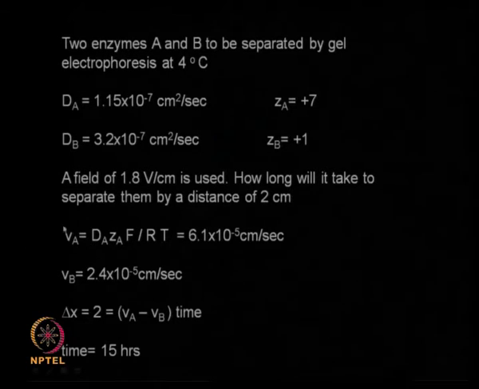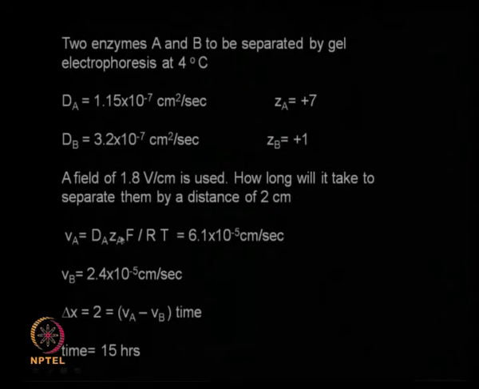So now I can calculate velocity A. I know dA, I know the charge ZA, I know the Faraday constant, I know RT. So I can get VA, agreed. For VB you have dB, ZB, F, R, T, so I get VB. Now this protein is going at a velocity of 6.1 times 10 to the power minus 5 centimeters per second, and this protein is going at 2.4 times 10 to the power minus 5 centimeters per second.